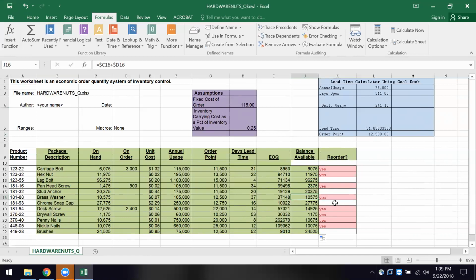Now, I think I have it on the desktop. Now, we're going to do the economic order quantity, all right? And let's look at what that comes to, what it is, all right?